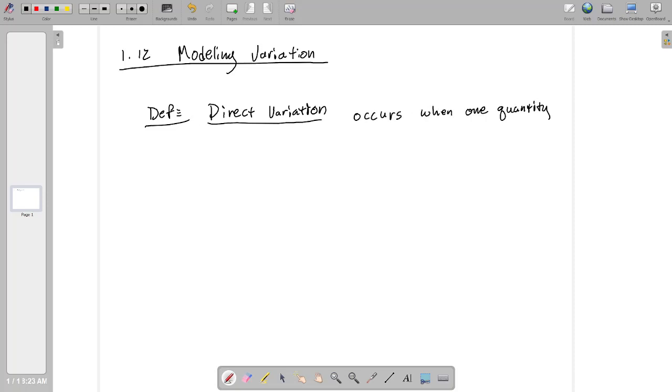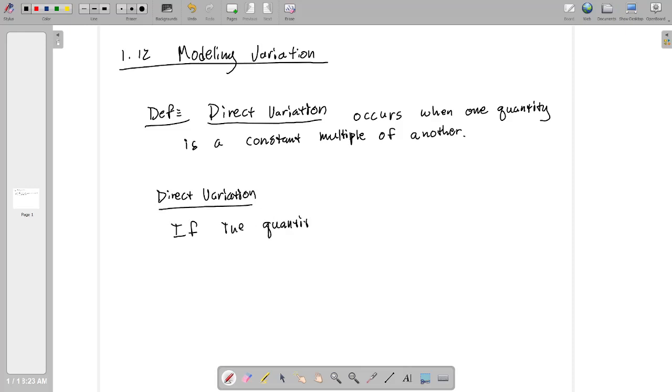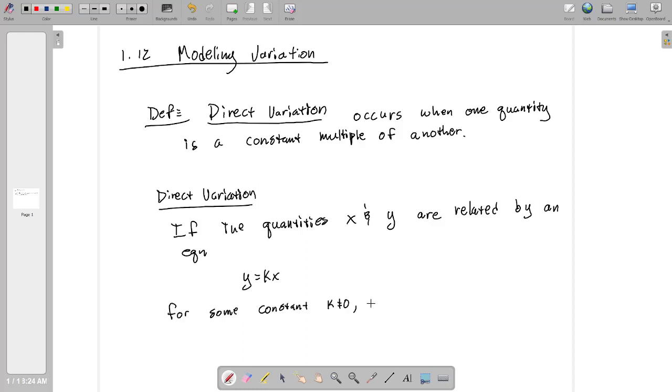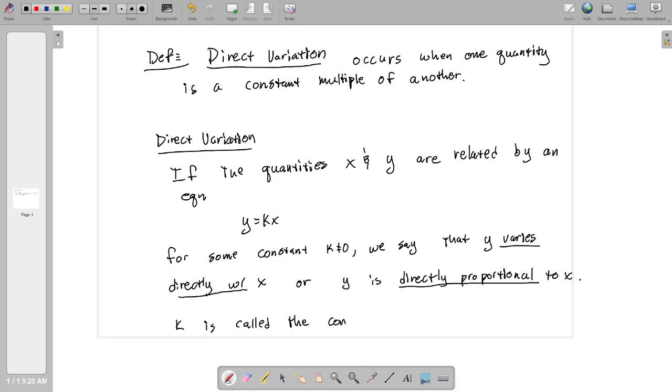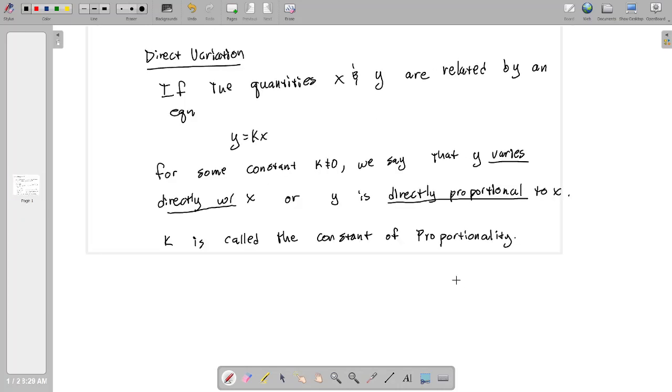Direct variation occurs when one quantity is a constant multiple of another. So what that will look like in an equation is this. If the quantities x and y are related by an equation y equals kx, for some constant k not equal to 0, we say that y varies directly with x or y is directly proportional to x. k is called the constant of proportionality.